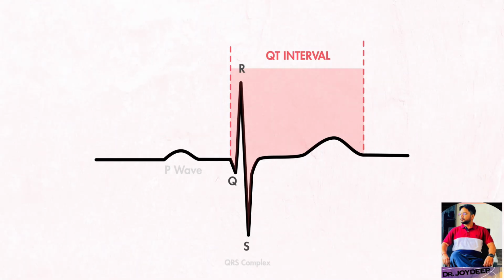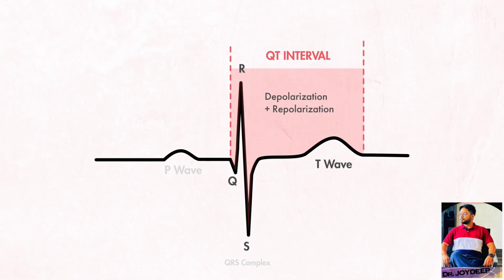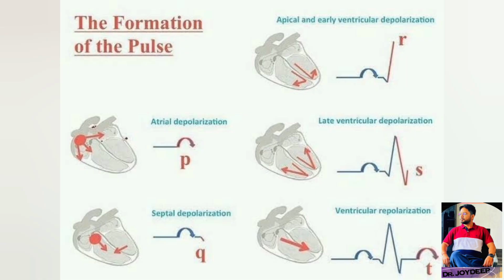QT interval is the time from the start of the Q wave to the end of the T wave. It represents the time taken for ventricular depolarization and repolarization. As it starts from the Q wave, it represents the ventricular septal depolarization.